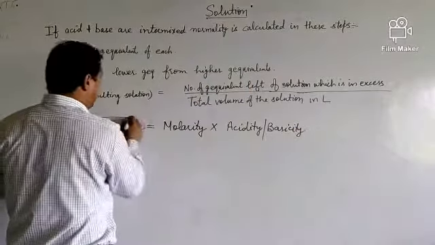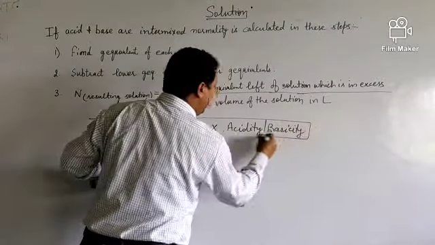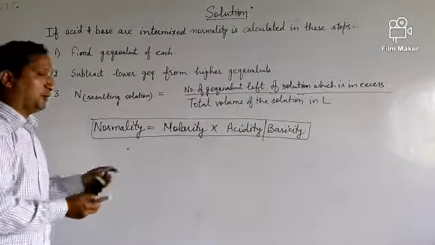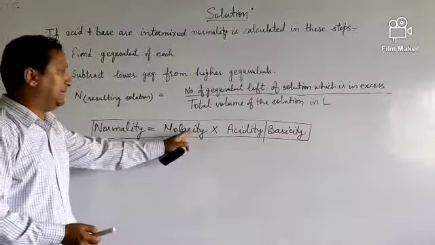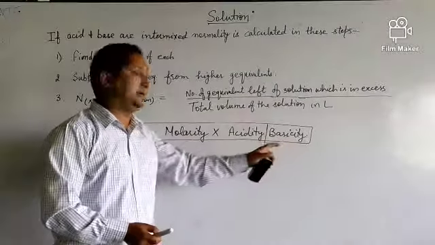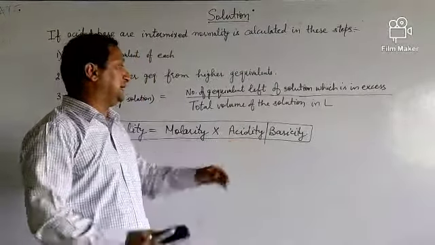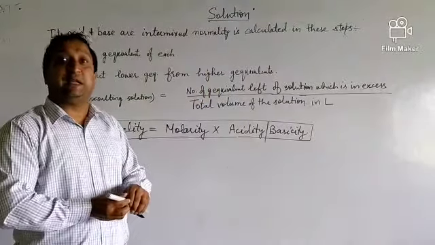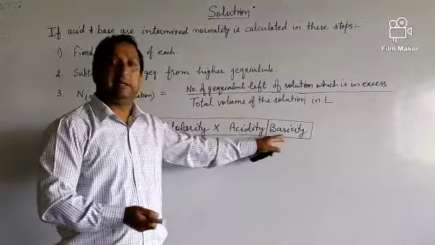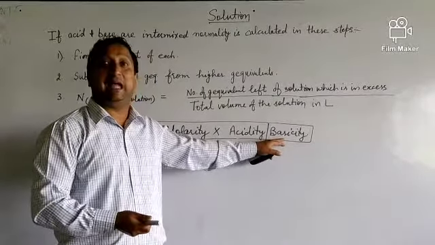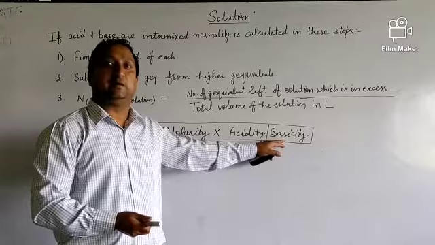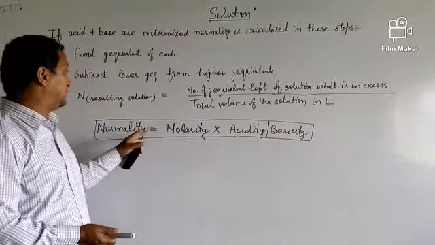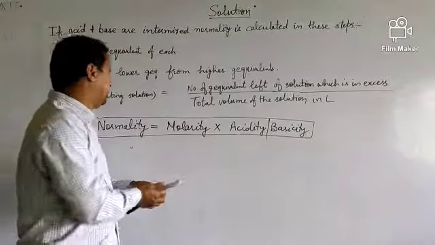This is also a very important relation. Normality is equal to molarity into acidity or basicity. As I have told you, what is acidity? Acidity is number of replaceable OH negative ions. What is basicity? It is number of replaceable H positive ions. Okay. So depending, we can find out the relation between the normality and molarity.